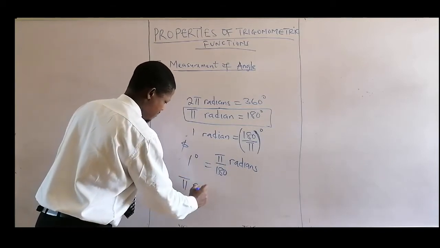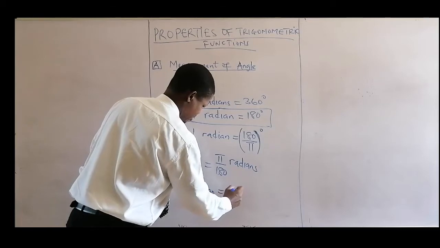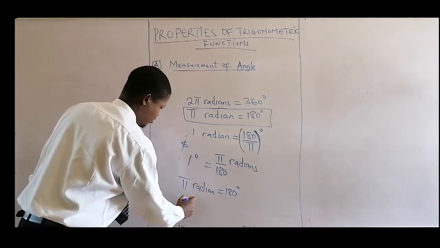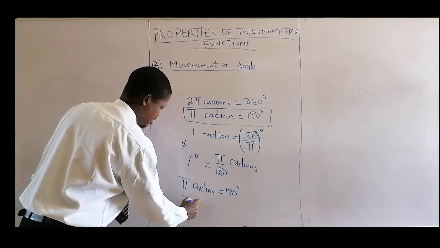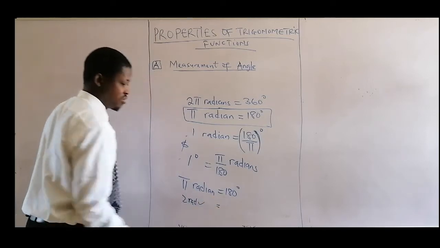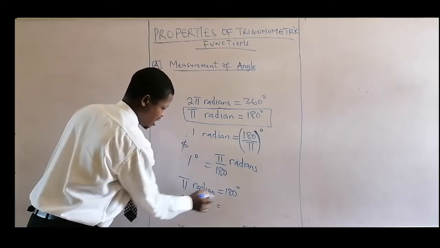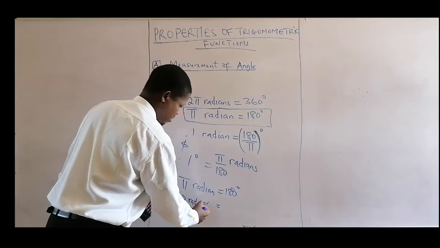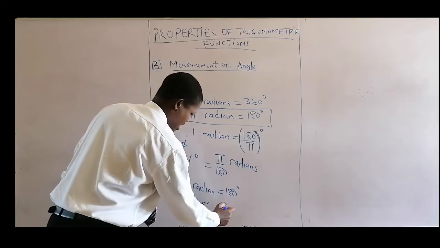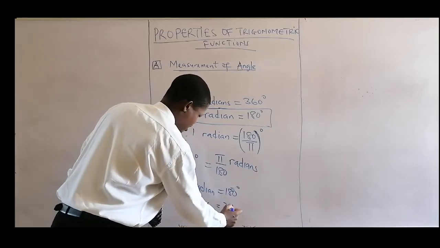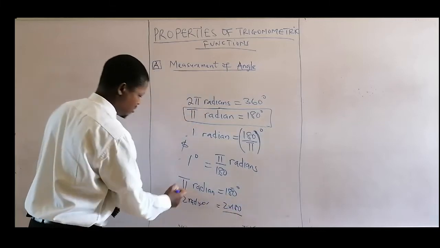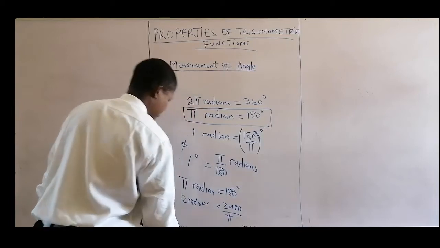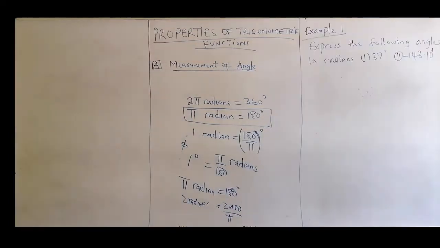And without memorizing, you can have fun here. Pi radians is equal to 180 degrees, as we said. Imagine you have 2 radians now, and you want to take it to degrees. You just cross multiply, as if. So 2 radians will be 2 times 180 over pi. So that's what we have there.